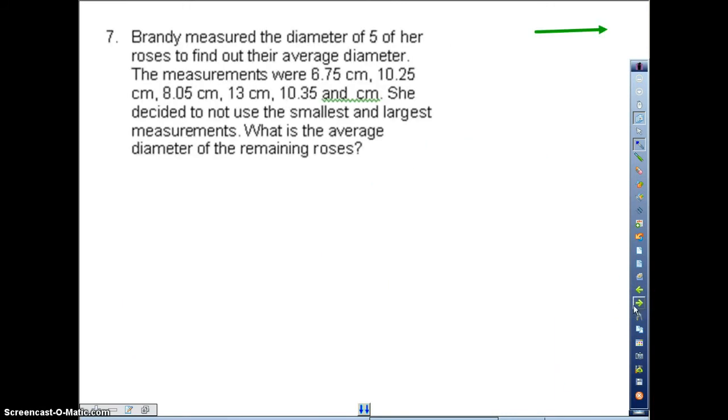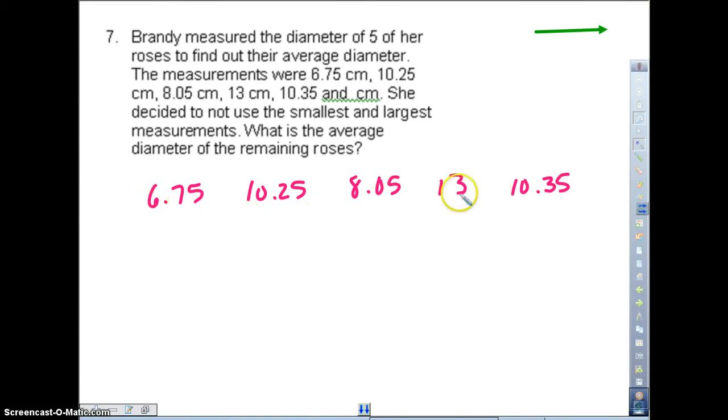All right, Brandy measured the diameter of 5 of her roses to find out their average diameter. The measurements were, and here's all your measurements, and I'm going to list them all out here. She decides not to use the smallest or the largest. Okay, you've got to cross off the smallest and the largest. Which are you going to cross off? Which one of these is the largest? I hope I crossed off the right one.